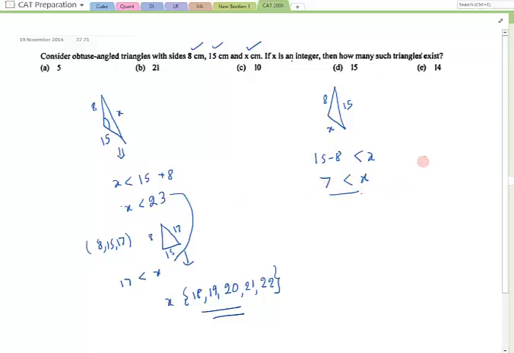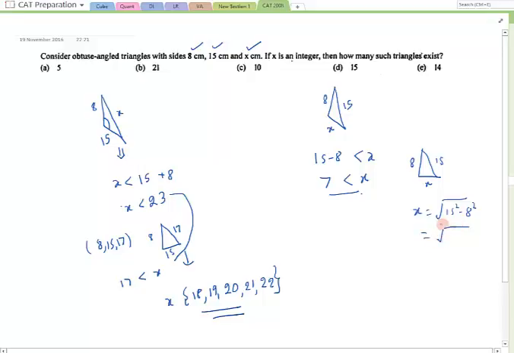Plus, if it were a right angle triangle, with sides 8 and 15, x would have been equal to the square root of 15 squared minus 8 squared, which equals 225 minus 64, which is 161. And this would be roughly 12.8. We need not know the exact value, we just need to know that it's between 12 and 13.